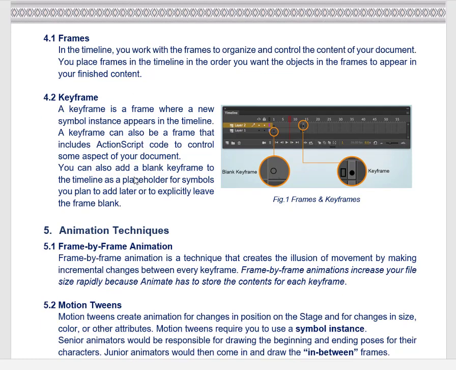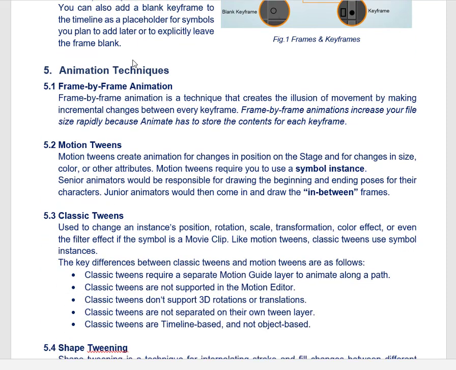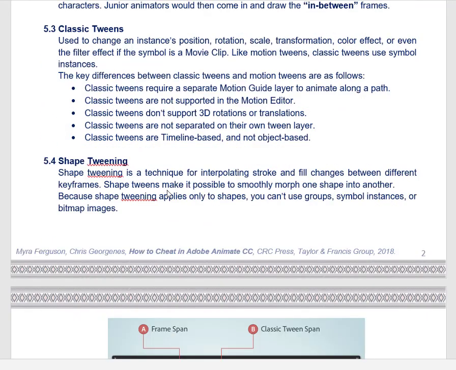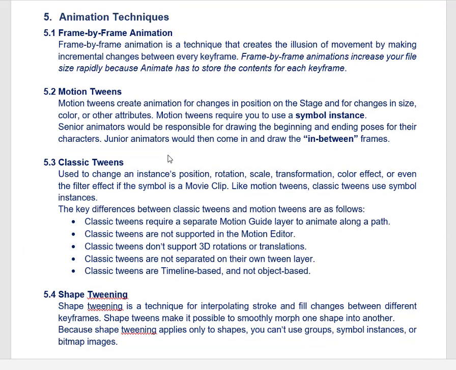So in addition to the frame and keyframe that will be used to define the animation, we need to decide what animation technique will be used to create the animation. It depends on the idea, the plan of your animation. As we can find here in section number 5, different animation techniques can be used, especially with Adobe Animate. So we have frame by frame animation, motion tweens, classic tweens, shape tweens. All of these techniques can be used to create animation.